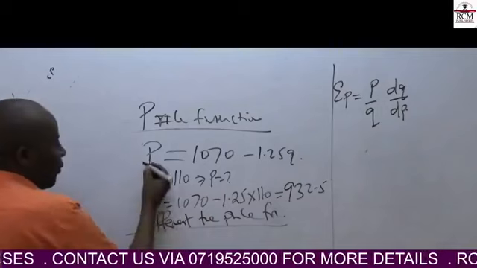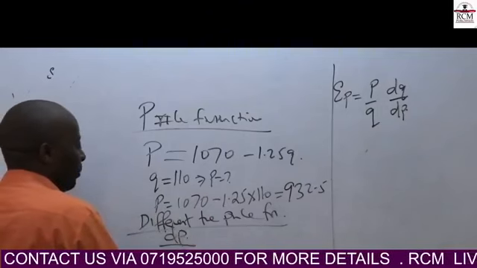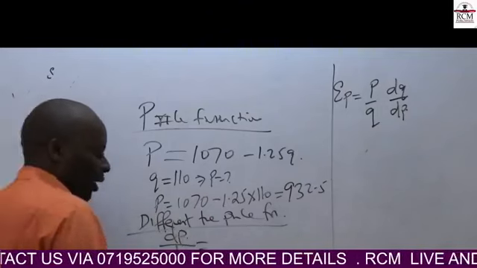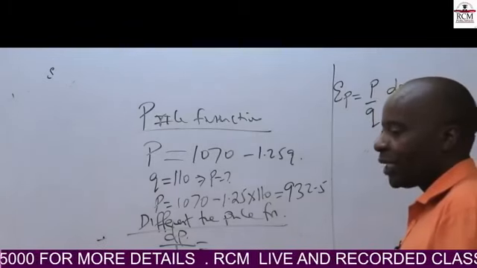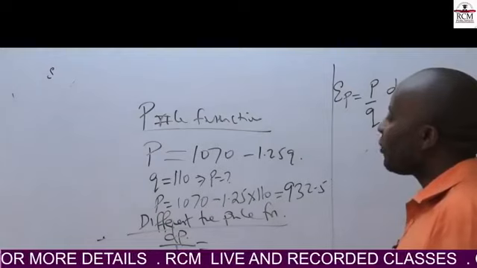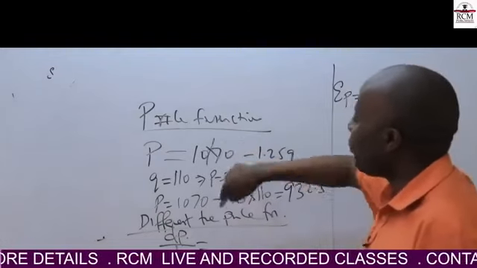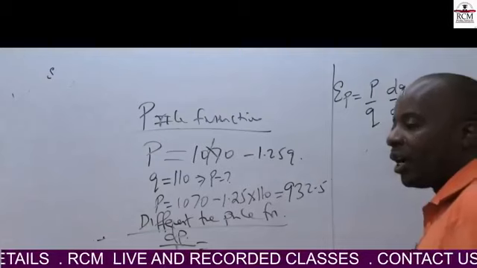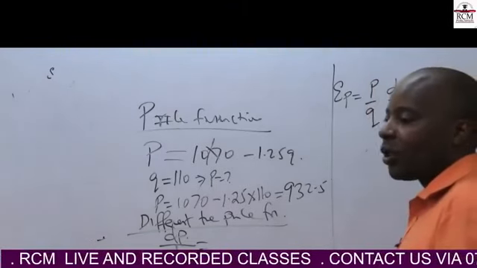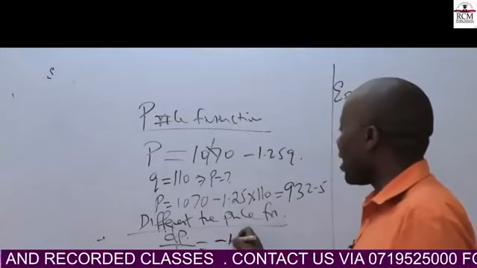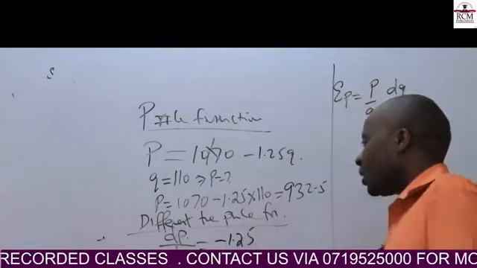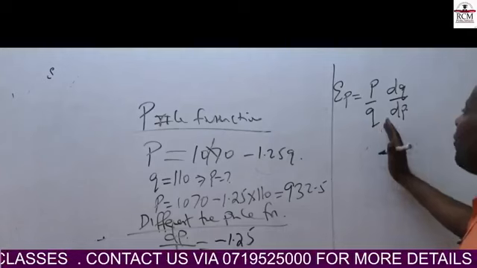So could you kindly try differentiating this for me, and then we compare notes. dP over dQ will be equal to who? Differentiate the price function. Oh yeah, this is a constant for differentiation. Constants will always disappear. And this one, if I differentiate it, I'll end up getting minus 1.25. This is very important. Differentiate the price function.